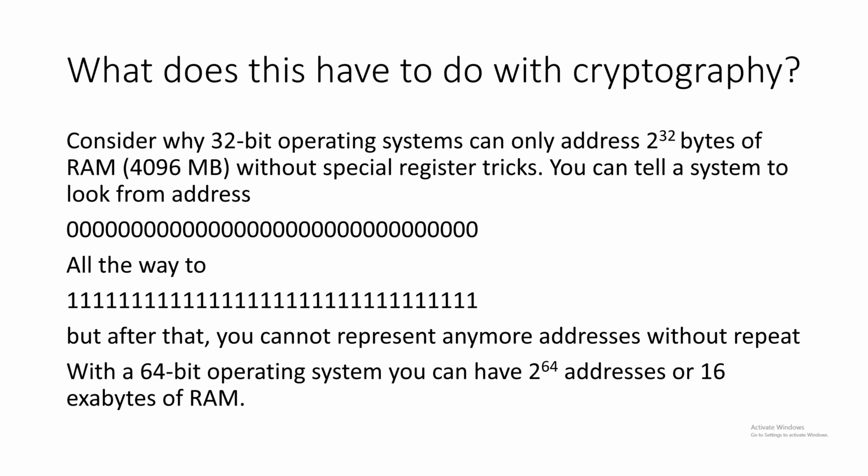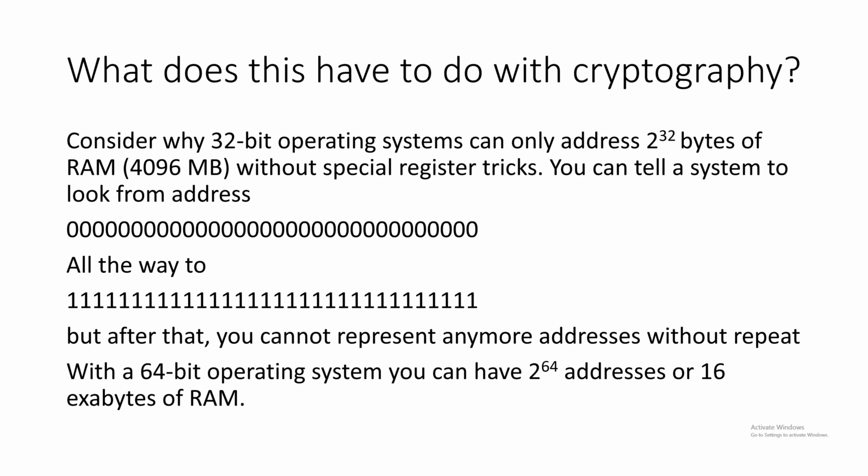But in general, you can tell a system to look from an address. I'm not going to say all these numbers, but this is 32 zeros all the way to 32 ones. So you can have all zeros and then 1, and then all zeros and then 1, 1, and then all zeros and then 1, and then 0. And those all represent a different address. But after that, you cannot represent any more addresses without a repeat.